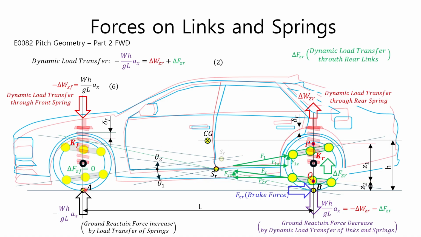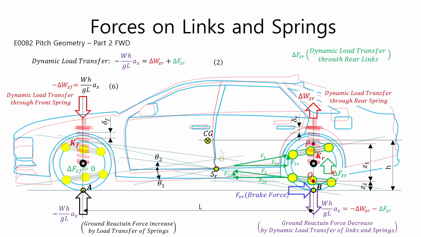Here, the important point is that in a rear suspension with a brake wheel, vertical dynamic load transfer occurs through both the spring and the link, whereas in a front suspension without a brake wheel, it occurs only through the spring. In this figure, delta WZR indicates that the vertical dynamic load acting through the spring acts vertically upward, causing tension in the spring, and delta FZR similarly indicates that the vertical dynamic load acting through the links acts vertically upward, causing tension in the links.